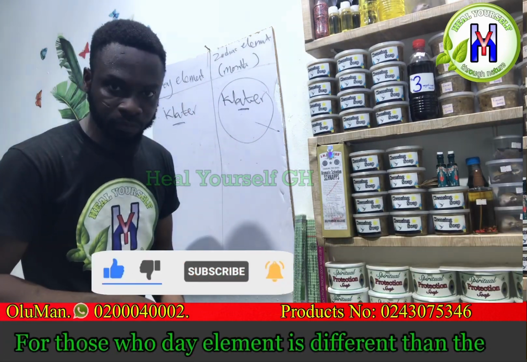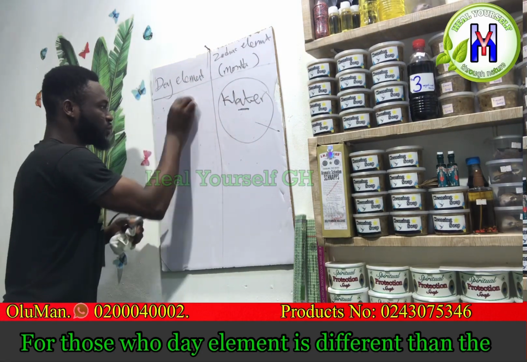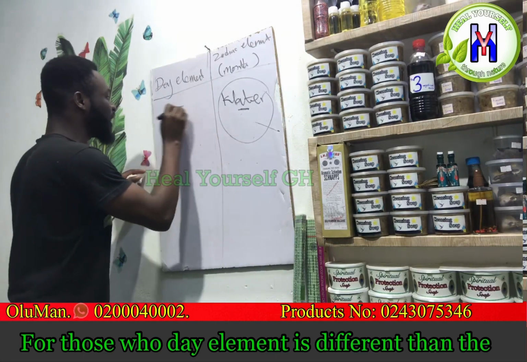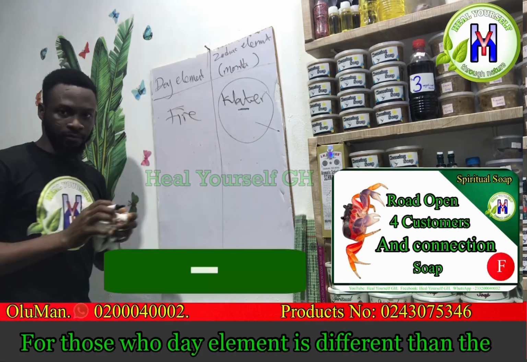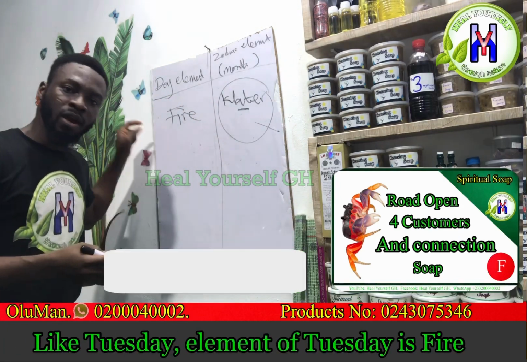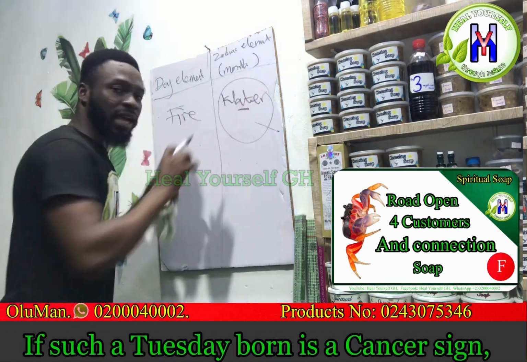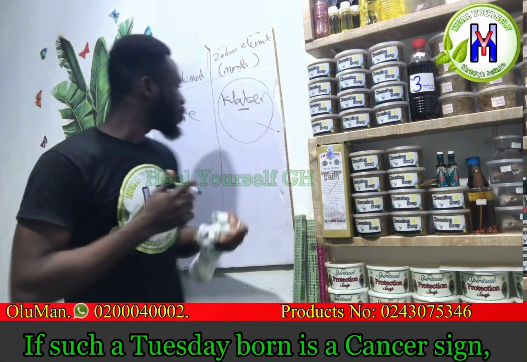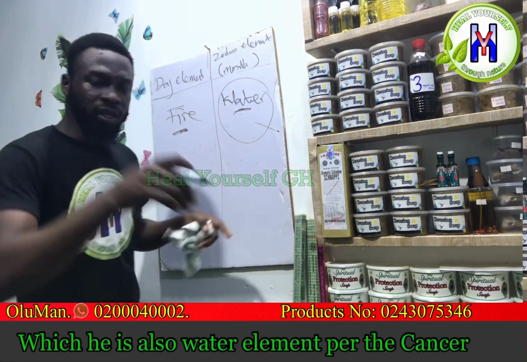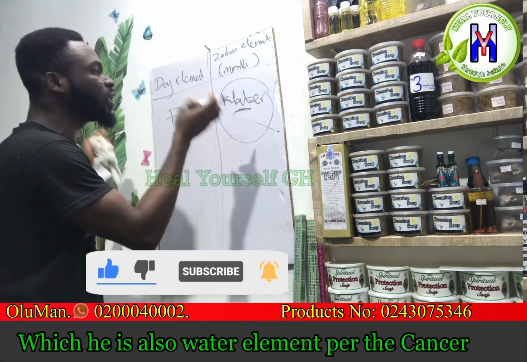Not the candle. Someone who is born on Tuesday, Tuesday element is hot, fire. Someone born on Tuesday, its element is fire, and at the same time the Tuesday born happens to be a Cancerian, which is water. We know that these two things don't go together.